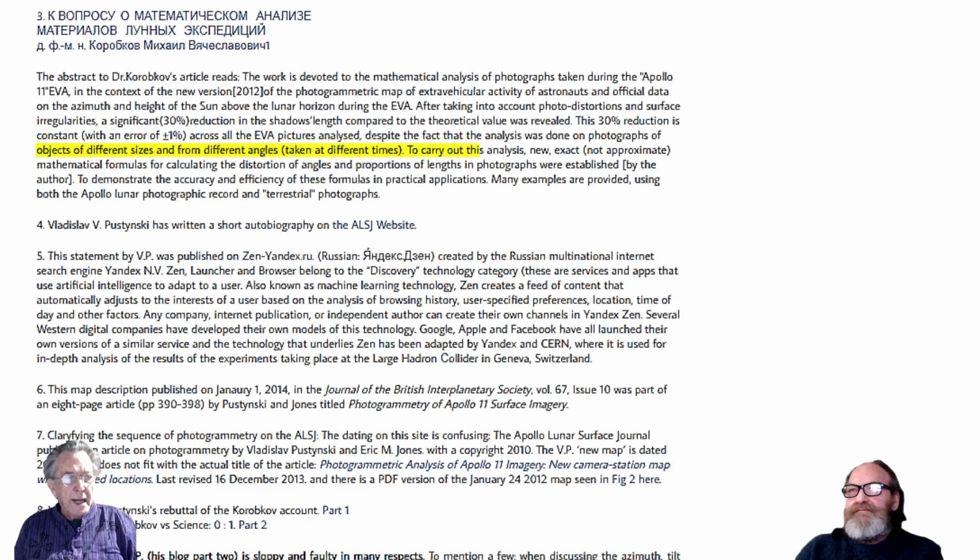To carry out this analysis, new, exact, not approximate, mathematical formulas for calculating the distortion of angles and proportion of lengths in photographs were established by the author. To demonstrate the accuracy and efficiency of these formulas in practical applications, many examples are provided using both the Apollo lunar photographic record and terrestrial photographs. He obviously goes into considerable detail here.